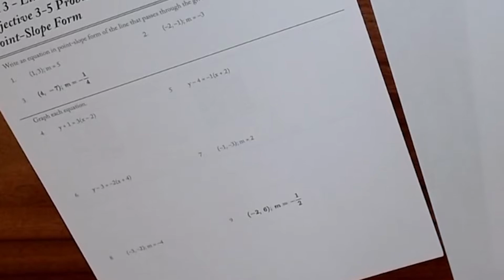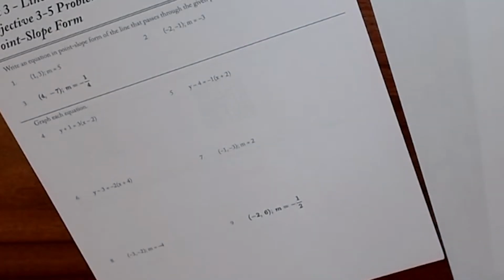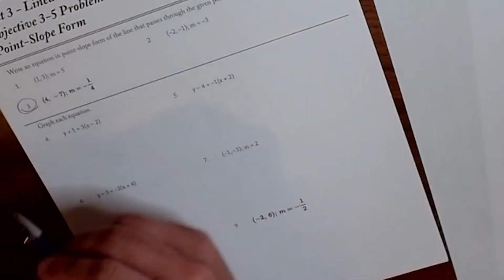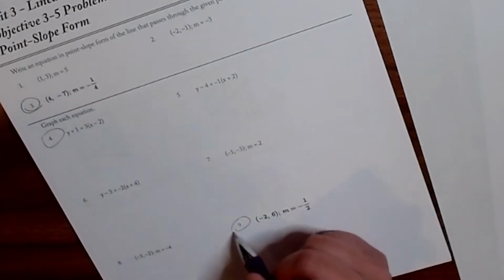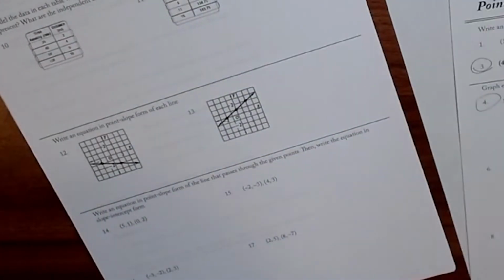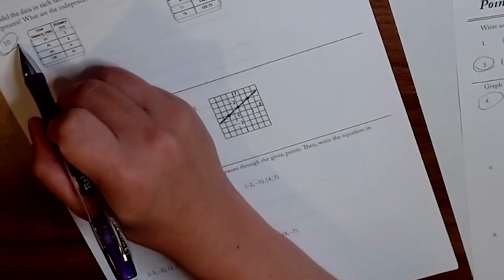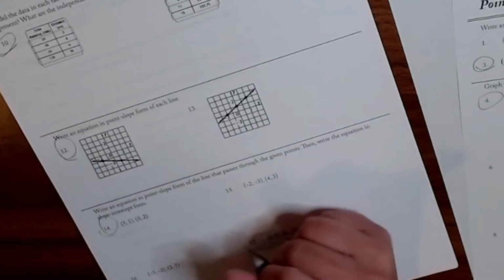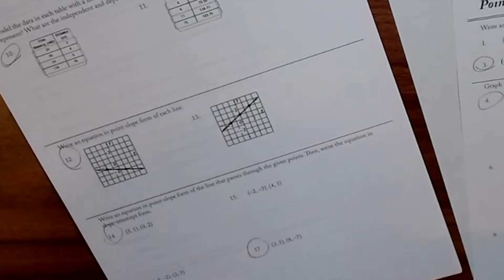All right, so now it's time for you guys to try some on your own. Let's do 3, 4, 9, 10, 12, 14, and 17. Okay, so go ahead. Pause the video for right now. You're looking at 3, 4, 10, 12, 14, and 17.